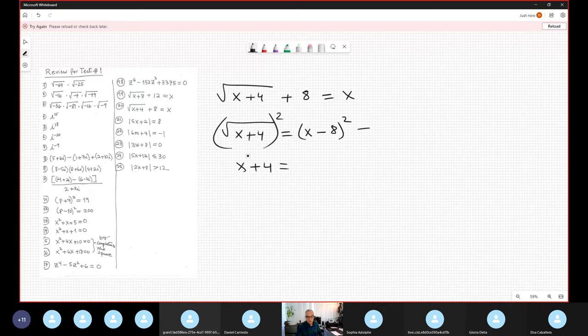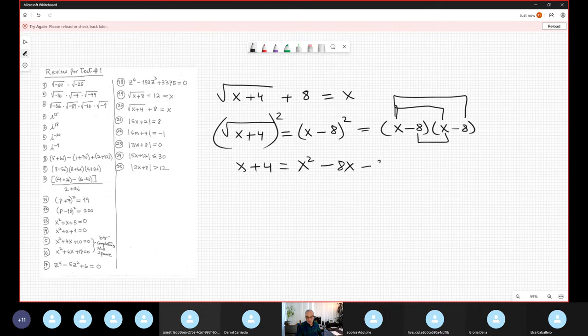And now you FOIL x minus 8 times itself. X times x, x squared. X times minus 8, minus 8x. This and this are the same because they are twin brothers, no? And this is 64. Okay, at that moment we have a quadratic equation. I need to manipulate it to express it in standard form, ready to apply the quadratic formula or factorization, I don't know.